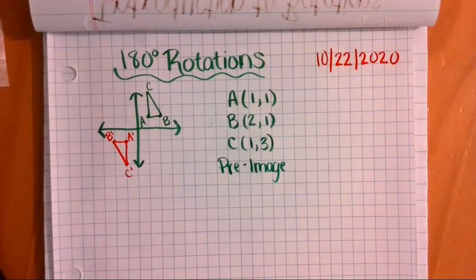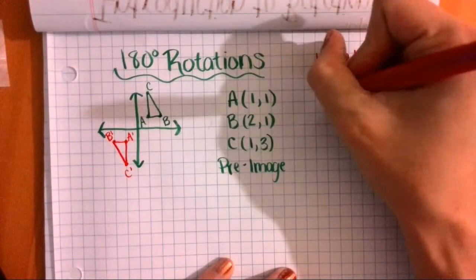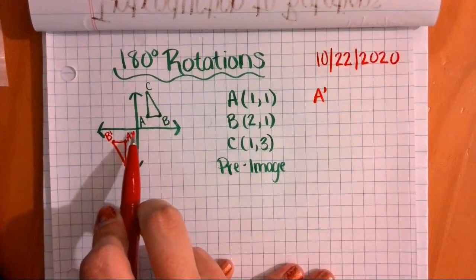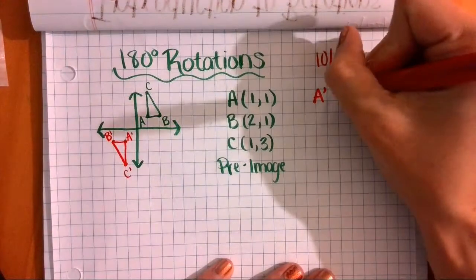And then let's look at A prime, B prime, and C prime. So for our image, A prime is at -1, -1.